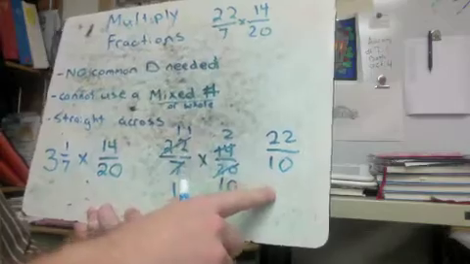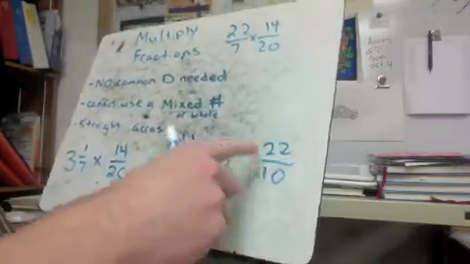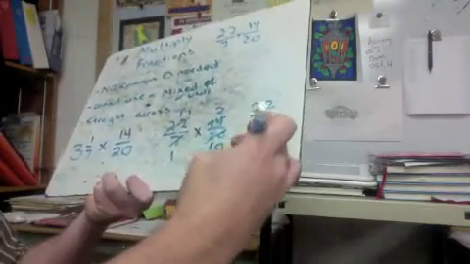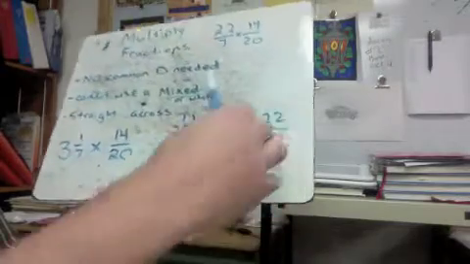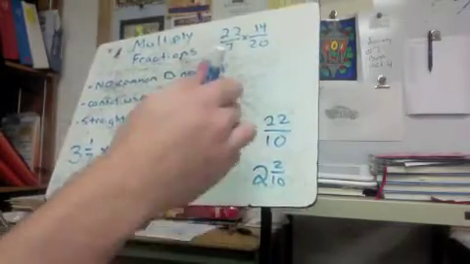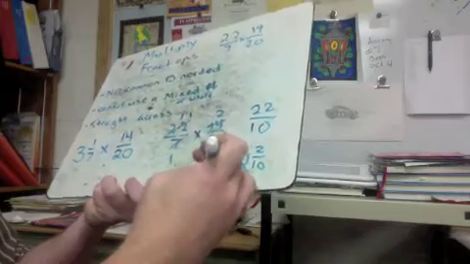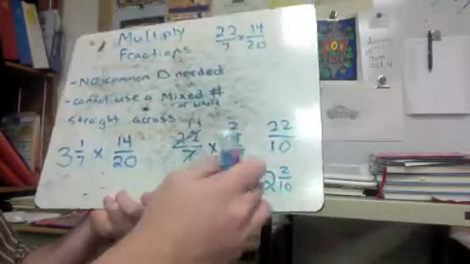Now we're still going to have to change this back to a mixed number. 10 goes into 22 twice with 2 left over. 2 2/10, which is also the same as 2 and 1/5 if I cut both of these in half.